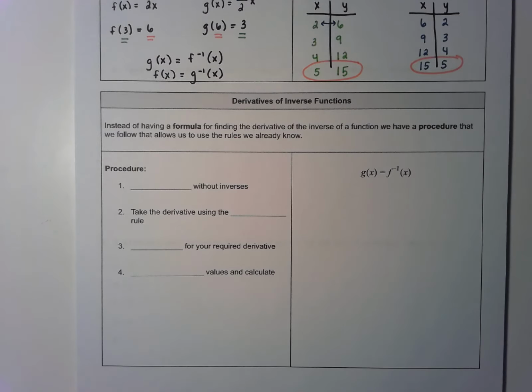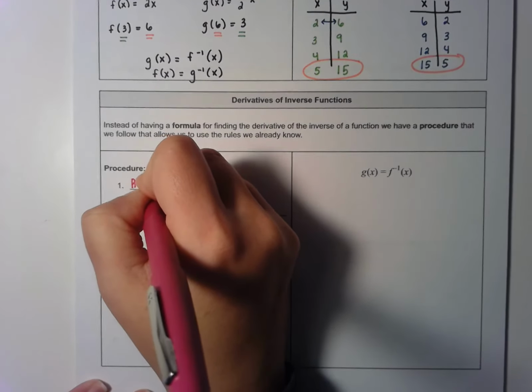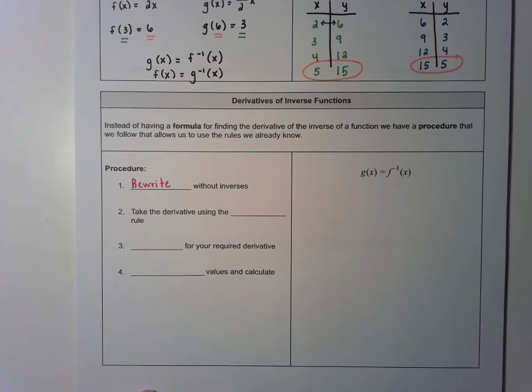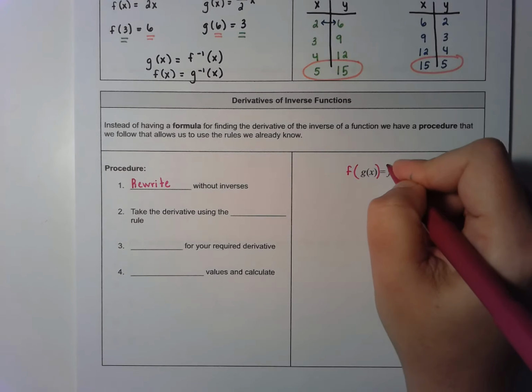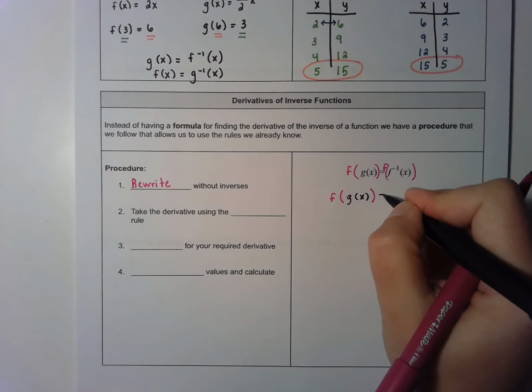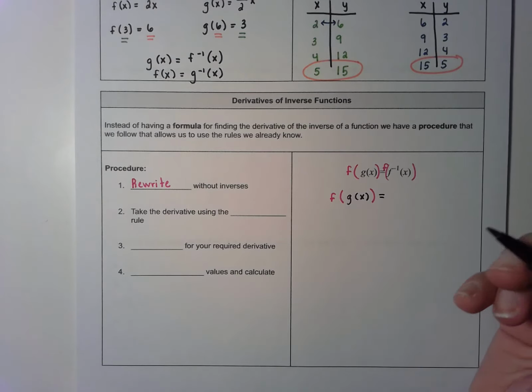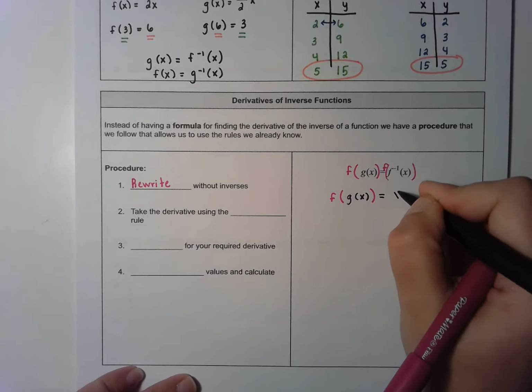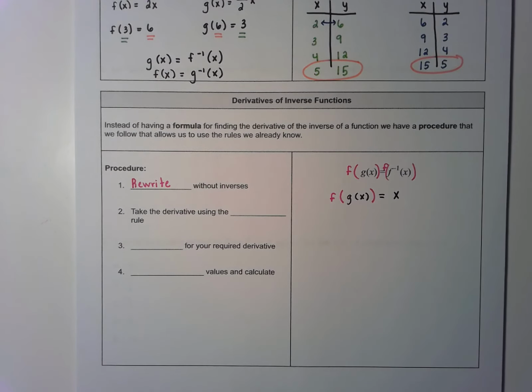Step number 1 is going to be to write the problem without inverses. So let me show you what that means. If we know that g of x is the inverse of f, then we can essentially apply f to both sides, which I know sounds not so great. And what that means is that we're going to have f of g of x on the left, but on the right, the f and the f inverse are opposites. They undo each other. So all we would have here is x. By doing that and applying whatever function has the inverse to both sides, we get rid of inverses. We rewrite it without inverses.